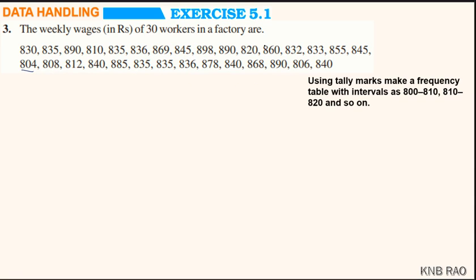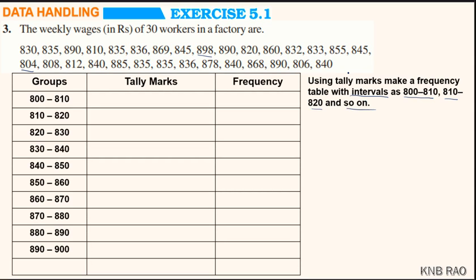What is the maximum value? If you observe, 898 is the maximum value. So that's why they are suggesting we make class intervals as 800 to 810, 810 to 820 and so on. So I am making a table first. Here is the table made. Now I will go for making the frequency distribution table. Once again we will go one by one.